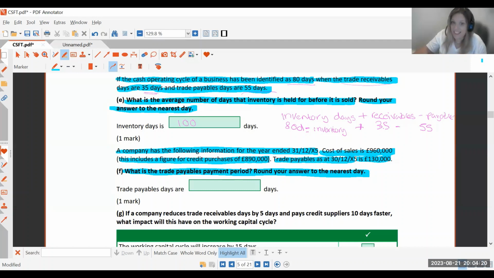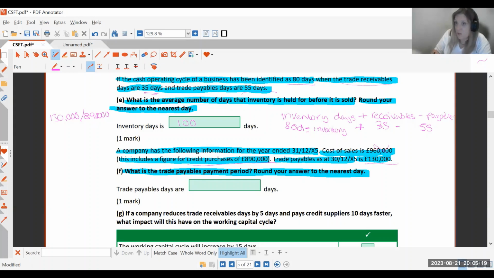What we need to be careful of here, this is the kind of thing that trips students up in this exam, is that sometimes, especially during financial statements, we would use cost of sales to work out trade payables days because that's generally all we're given. However, if we are given credit purchases, we need to use that figure. So here we are given a credit purchases figure of £890,000. So that is the figure we use, not the 960. And that's something that trips students up all the time. So our trade payables days are going to be our 130,000 at the year end divided by the 890,000 credit purchases.